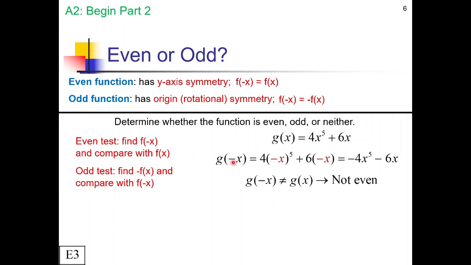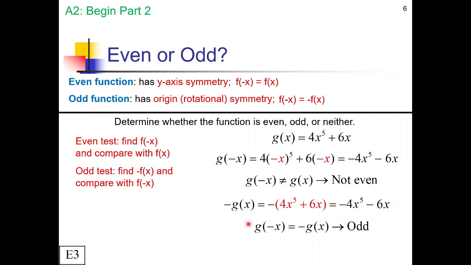We do need to still figure out negative g of x, however. So negative g of x is just going to negate the whole g function. So this is going to be negative 4x to the 5th, and then distributing here we have also a minus 6x. So here's g of negative x, here's negative g of x. If you compare these two, they are exactly the same. This proves that g of x is an odd function.